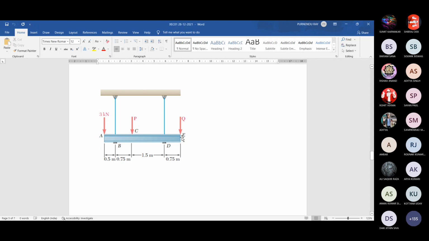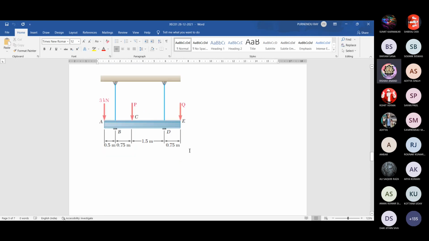So if P and Q are not there, and only this 3 kN force is applied at this end A, what will happen? It will rotate about this location B, it will move downward and this part will move upward. Similarly, if P and 3 kN are not there, and only Q is there, it will try to move down, rotating about this point D, and it will lift. So you need to get this combination of P and Q so that the horizontal bar remains horizontal.